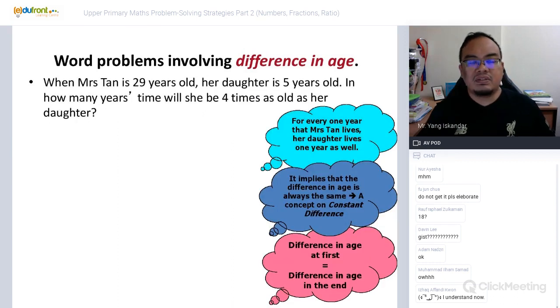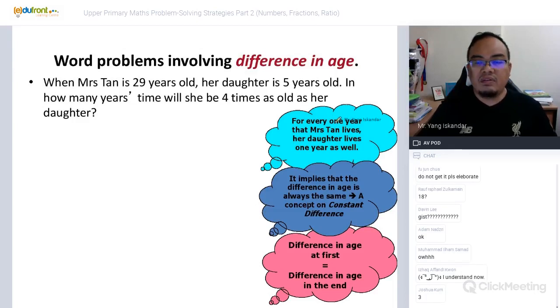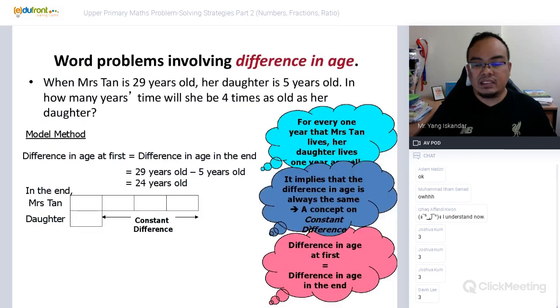Okay, so Mrs. Tan is 29 years old. Her daughter is 5 years old. So for every 1 year Mrs. Tan lives, her daughter lives 1 year as well. Okay, so the difference in age at first will be the same as the difference in age in the end. Okay, now let's draw the model.